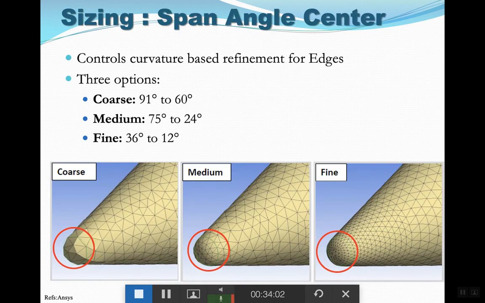Then you have something called span angle. Basically, you have three options again: coarse, medium, and fine. And as you see in the example in the picture, it's very clear, right? It controls how refined you want the mesh at sharp edges and sharp points.